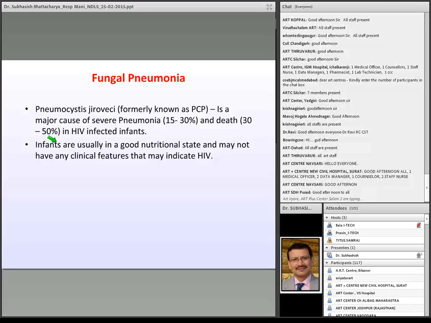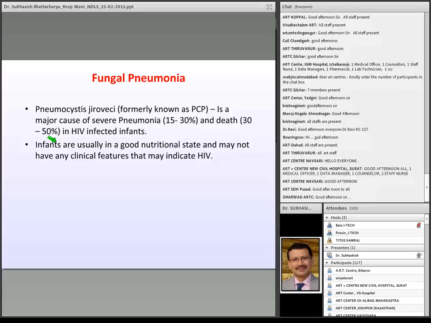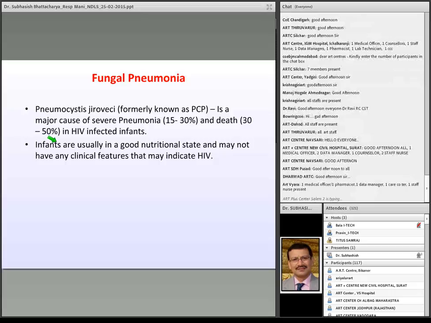Many pediatricians and physicians do not suspect that this could be due to fungal pneumonia. Everybody treats this condition with antibacterials, whereas there is no role for antibacterials in Pneumocystis pneumonia. A high degree of suspicion is required, especially when the infant is below the age of one year.